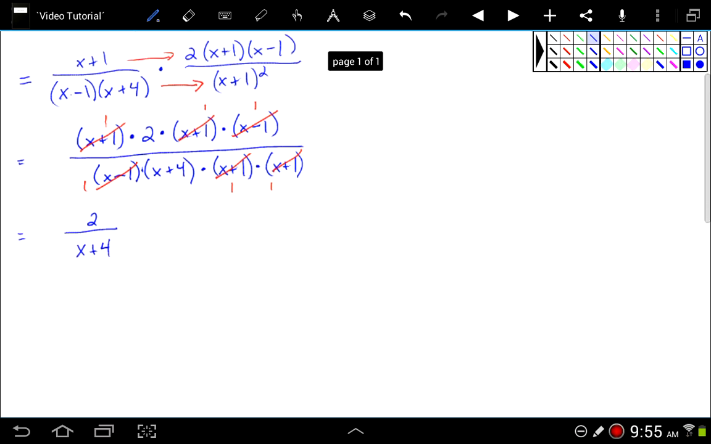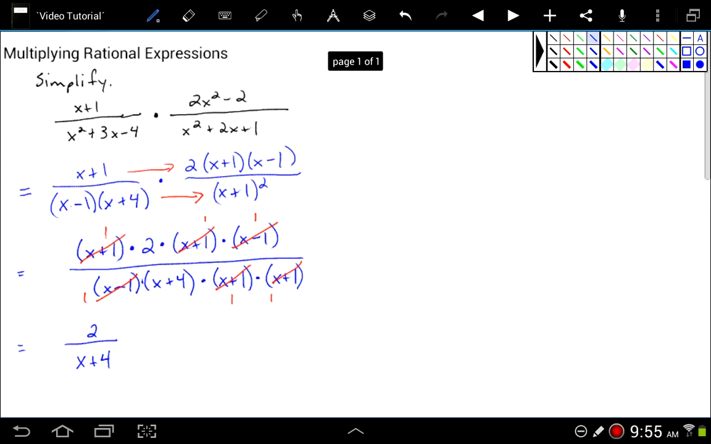And now we wonder if we can go further here. Sometimes people think, oh, this 2 and the 4 will cancel, but they won't because the bottom is addition and not multiplication. This fraction bar, this division, could only undo multiplication, and unfortunately on the bottom we do not have multiplication. So this is what we get if we multiply these two rational expressions.